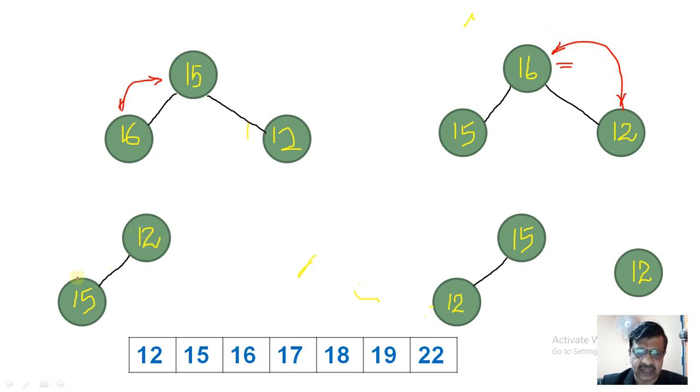This is what remains, and the swapping will happen like this, because 15 should become the parent and 12 should be its child. Once again, 15 is moved over here, sent to the leaf, and it will be plucked and placed in the array. So what remains is only one element, and it is simply ported to the array.